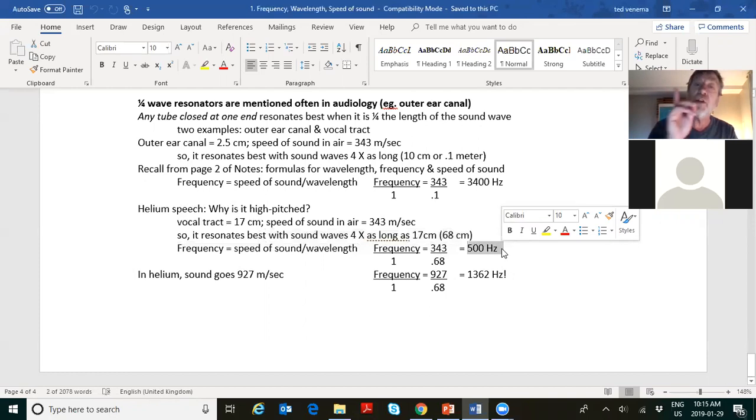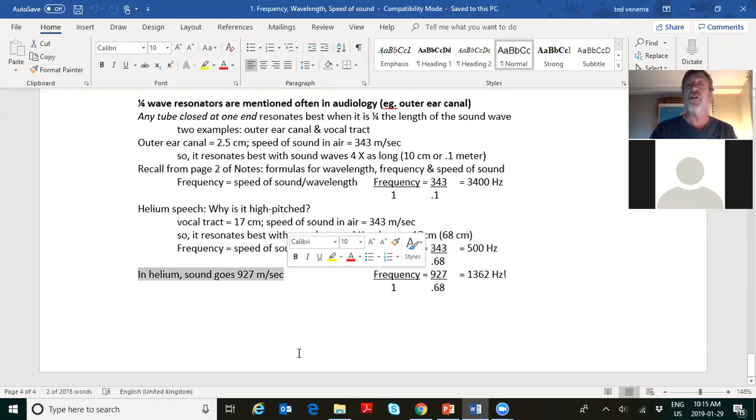Now let's talk about helium. In helium, sound goes 927 meters per second. Remember, it's less dense. The more dense something is, the slower sound goes through it. The more stiff something is, the faster sound goes through it. Okay, we talked about resonances earlier, but now we're looking at speed of sound again, because we're mixing speed of sound with resonance. Have a look.